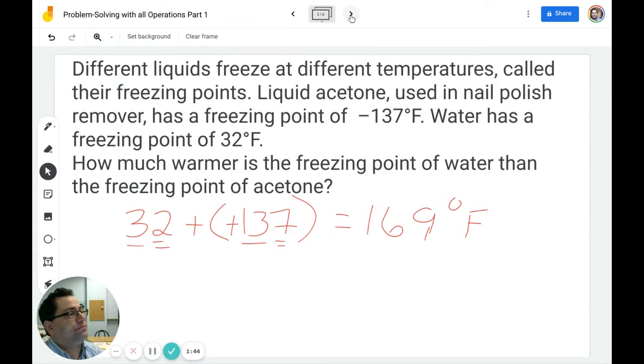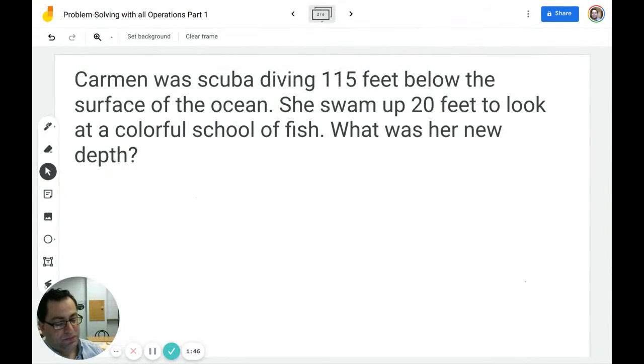Let's try another one. In this question, it says, Carmen was scuba diving at 115 feet below the surface of the ocean. She swam up 20 feet to look at a colorful school of fish. What was her new depth? Sometimes with these problems, I like to draw a diagram.